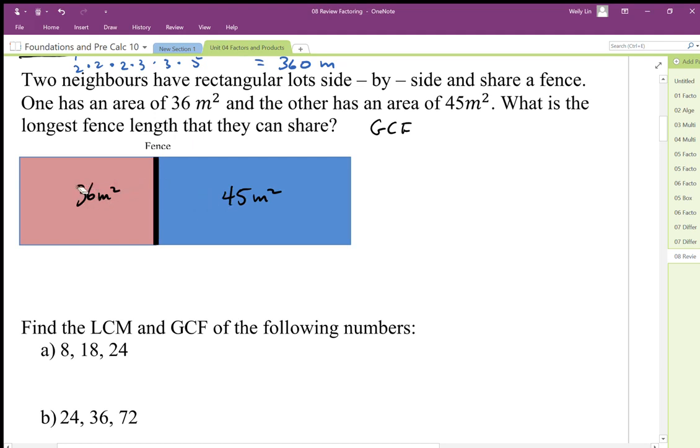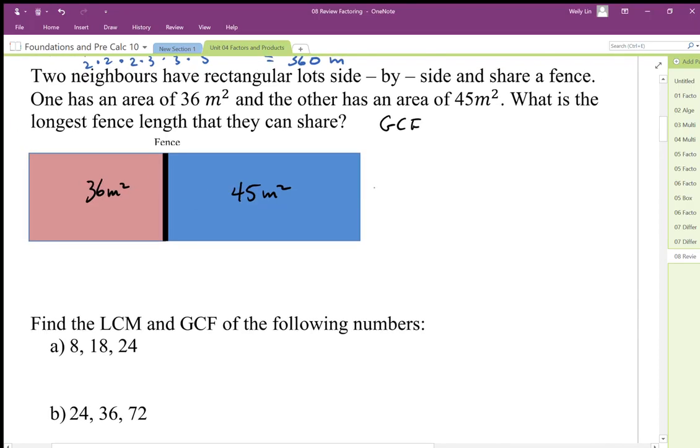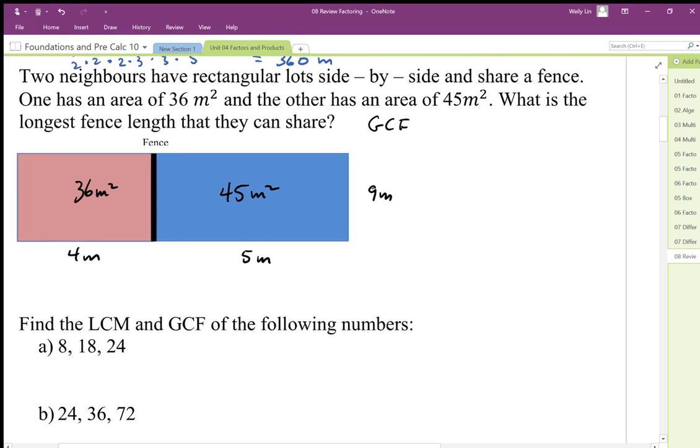The biggest divisor is going to be 9. So this side length is going to be 9. That means he's got 5 meters here, and this is going to be 4 meters here. Now it's not drawn proportionally, but gives us the right area. So the greatest common factor is equal to 9. Okay, the fence length is 9 meters. That's the largest fence that they can share to have these same areas.